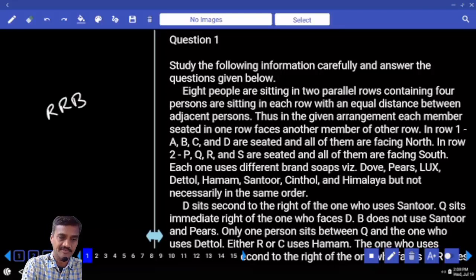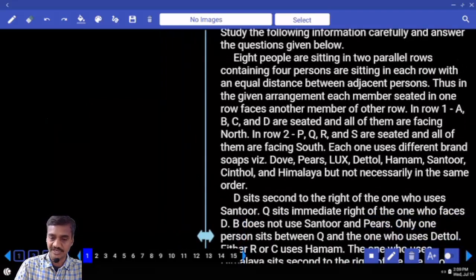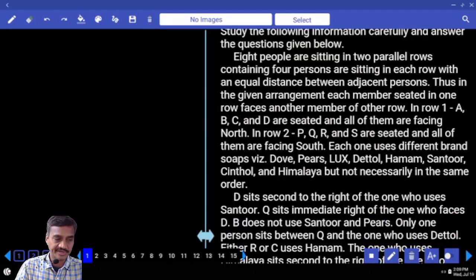RRB Clerk Prelim Paper Number 88. In this one, question numbers 1 to 5 are based on 8 people in 2 parallel rows, and at the same time, one of the parameters is added. Only 8 people and a parameter is added.